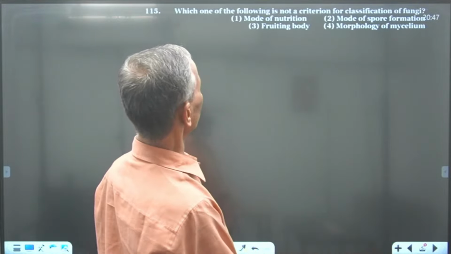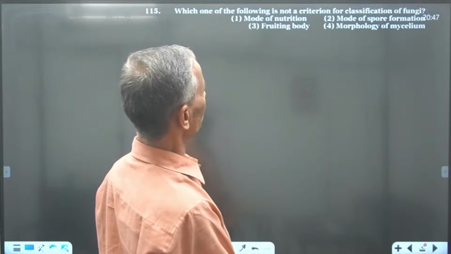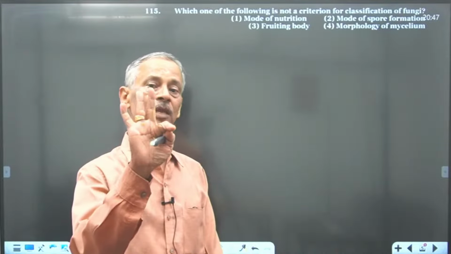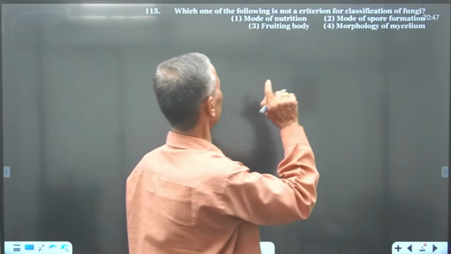Which one of the following is not a criterion for classification of fungi? Fungi are classified into 4 groups mainly based upon 3 characters. Which are they?